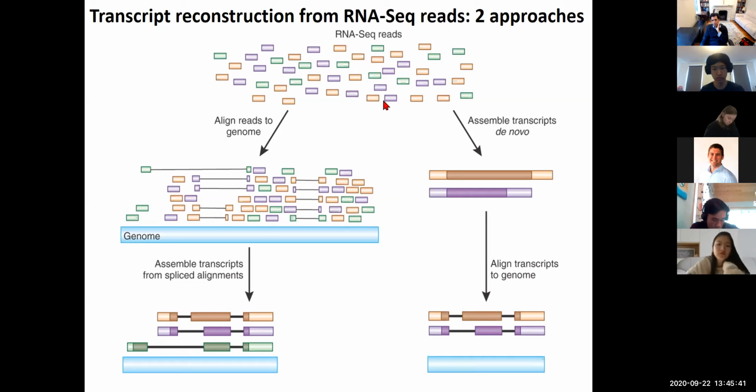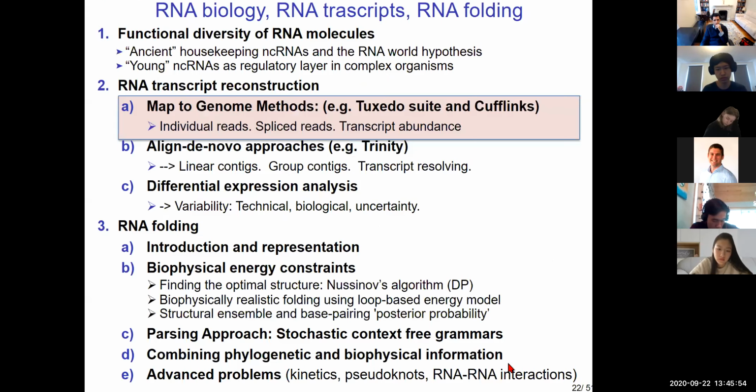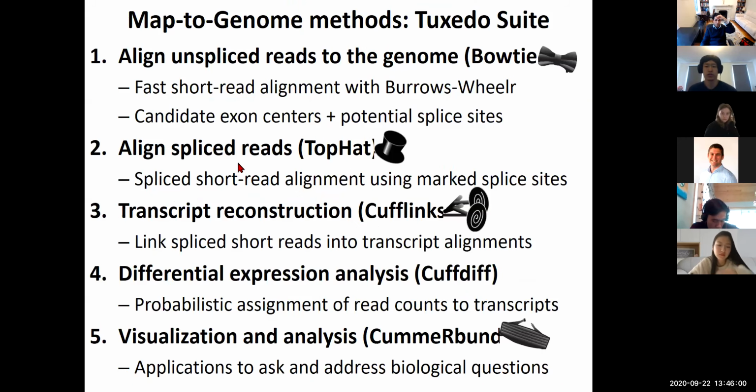But in some cases, I don't have a genome. For exotic species, for example, where you only have RNA, I can simply assemble these reads to each other de novo and then align the transcripts to the genome. Okay. So now let's look at these map-to-genome methods first, and then these assemble-de-novo methods second.